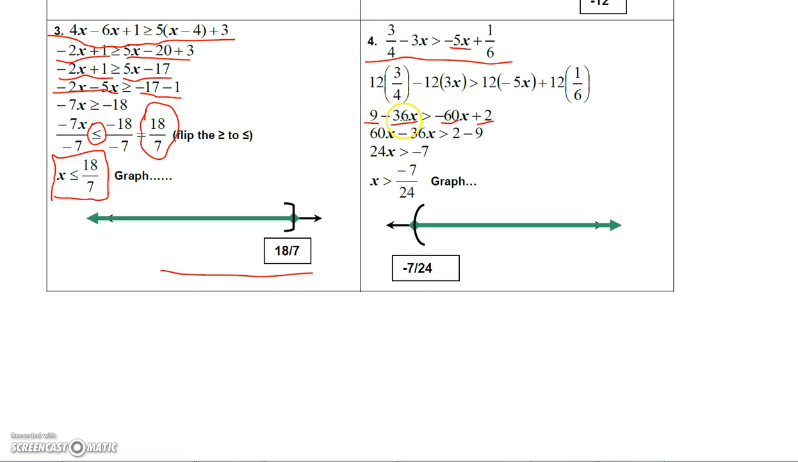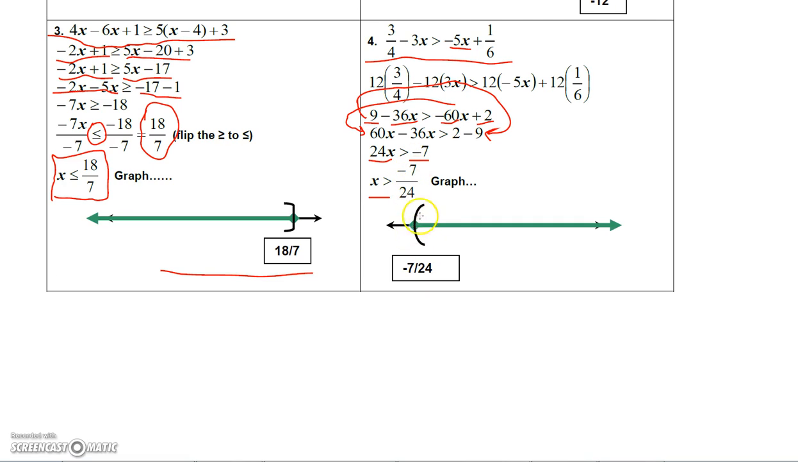Now, I can do the transpose thing here where I move the minus 60x over here and it becomes plus 60x. And then I can take the 9 here and move it to the other side, and it becomes minus 9. And so I get 60x minus 36x on the left and I get 2 minus 9 on the right. Well, 60x minus 36x is 24x. 2 minus 9 is negative 7. Now all I have to do is divide both sides by 24, and since 24 is a positive number, I don't change the inequality, so I get x is greater than negative 7 over 24.